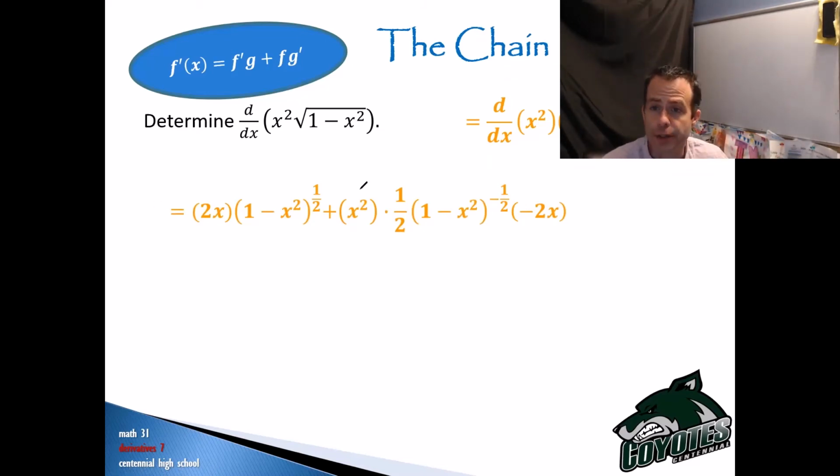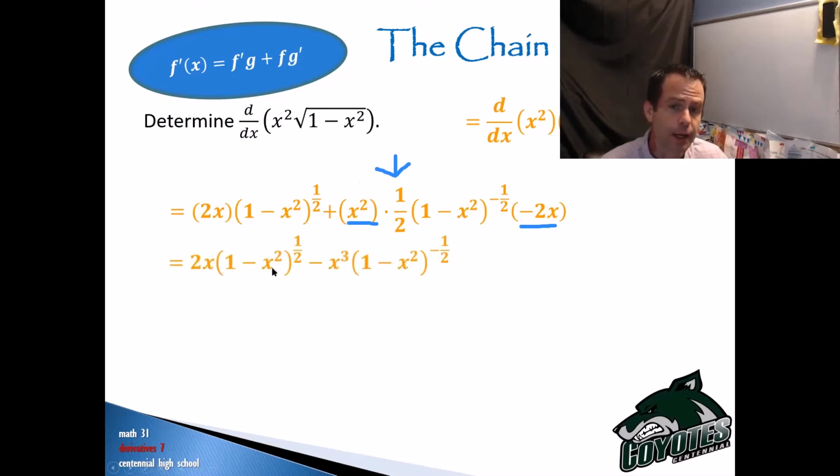So over here, I can multiply my negative 2x with my x squared. So that'll be negative 2x cubed times 1/2 as well. So then that'll just be negative x cubed. Okay. So now I'm looking at 2x times (1 minus x squared)^(1/2) minus x cubed times (1 minus x squared)^(-1/2).